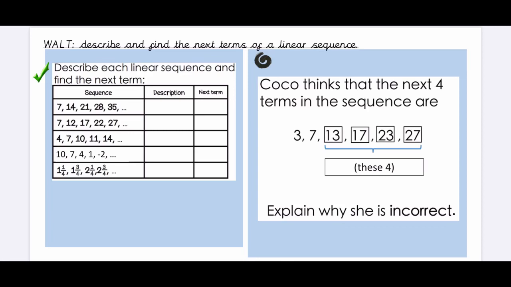Your twist it then is Coco thinks that the next 4 terms in the sequence after 3 and 7 are 13, 17, 23 and 27. Now Coco is incorrect. Your job is to explain why Coco is incorrect.